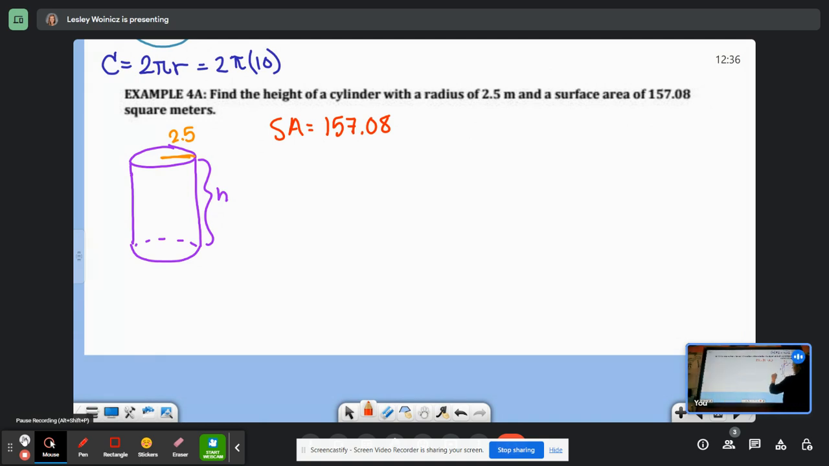So if I think about my net, I know that this is the height right there. Okay, I know that the circumference has to be 2 times pi times my radius, 2.5 squared.